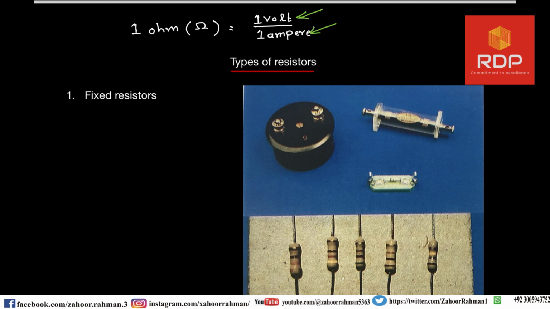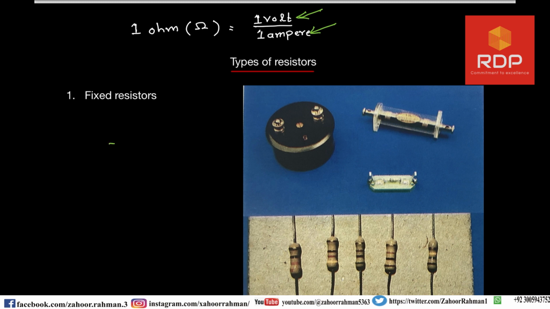Now, the last topic for today is types of resistors. Any conductor that is used to provide a known value of resistance in a circuit is called a resistor. The primary purpose of a resistor is to control the size of current flowing in the circuit. Let me explain it in a very simple way.